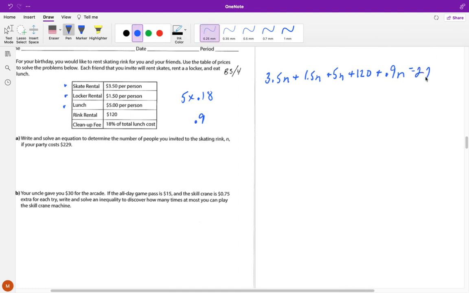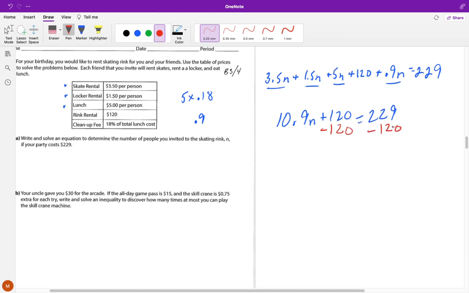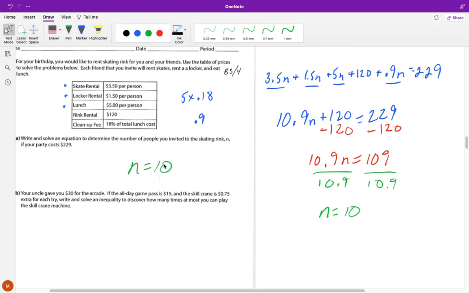All right, then from here, I'm going to combine all my like terms. So 3.5 plus 1.5 gives me 5, plus 5 is 10, and plus 0.9 is 10.9. So I got 10.9n plus 120 is equal to 229. I'm going to subtract the 120 now to start isolating my variables. So 10.9n is equal to 109, and 109 divided by 10.9 is then going to give me 10. So that means I invited 10 people to my party.